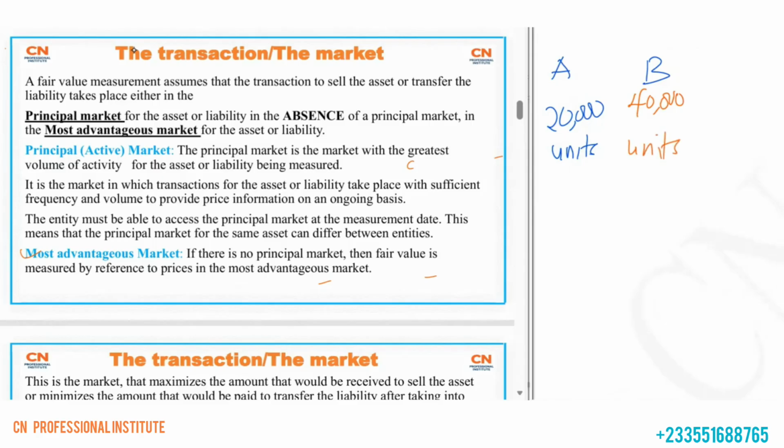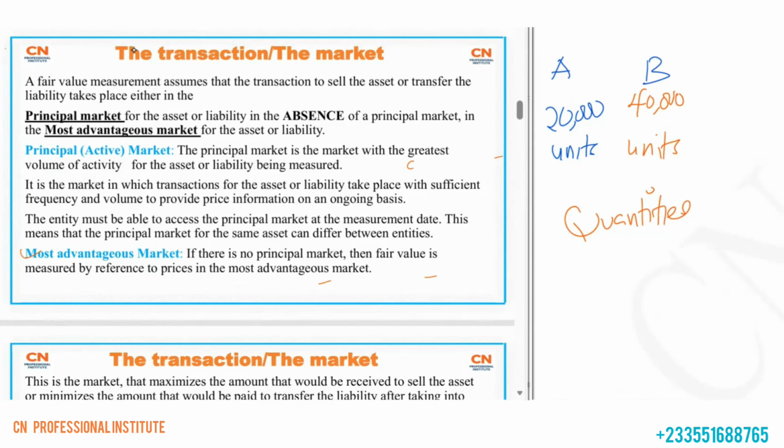Now, in this case, market B is what we call the principal market. Why? It is the market in which we can sell the greatest units. It's the market in which the largest quantity can be sold. It's the market that absorbs the greatest units. So that's how we determine the principal market. Very simple. Use quantities.